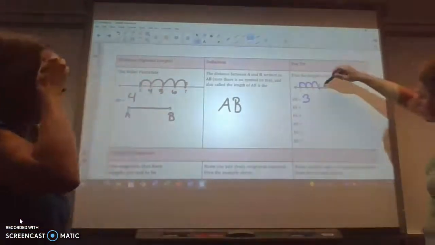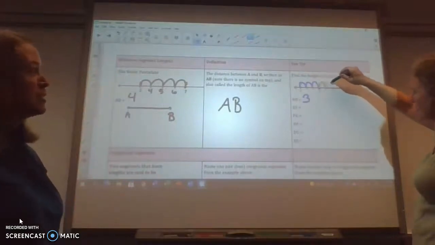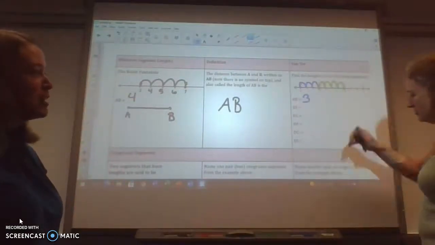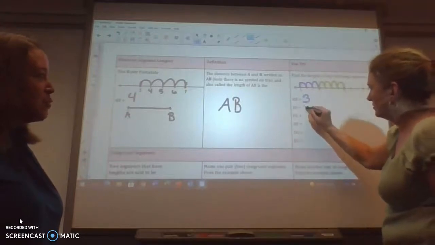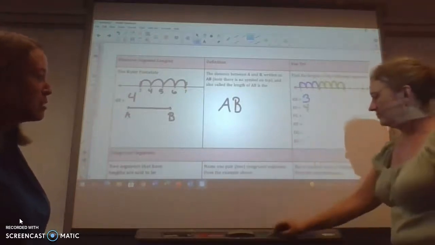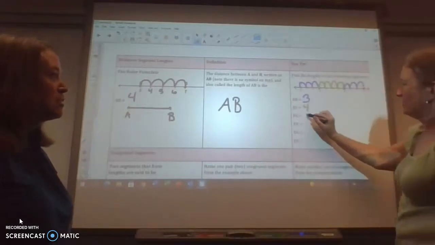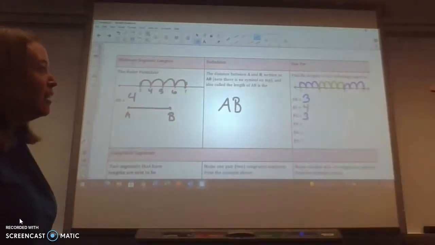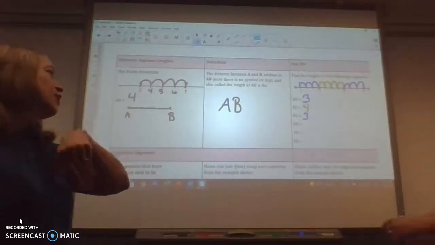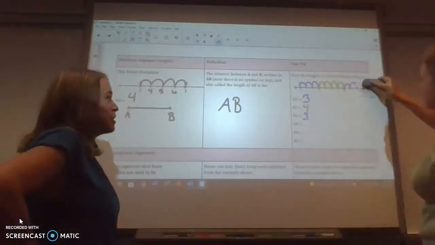Now, this is distance from E to F. So from E to F, we're going to go 1, 2, 3, 4. 4. And then they want the distance from F to G. 1, 2, 3. Oh, I got it. 3.